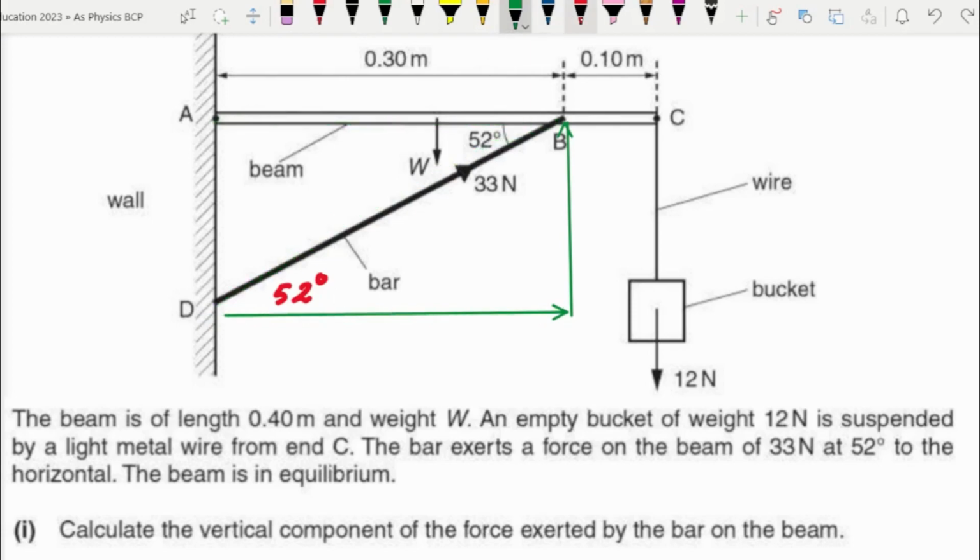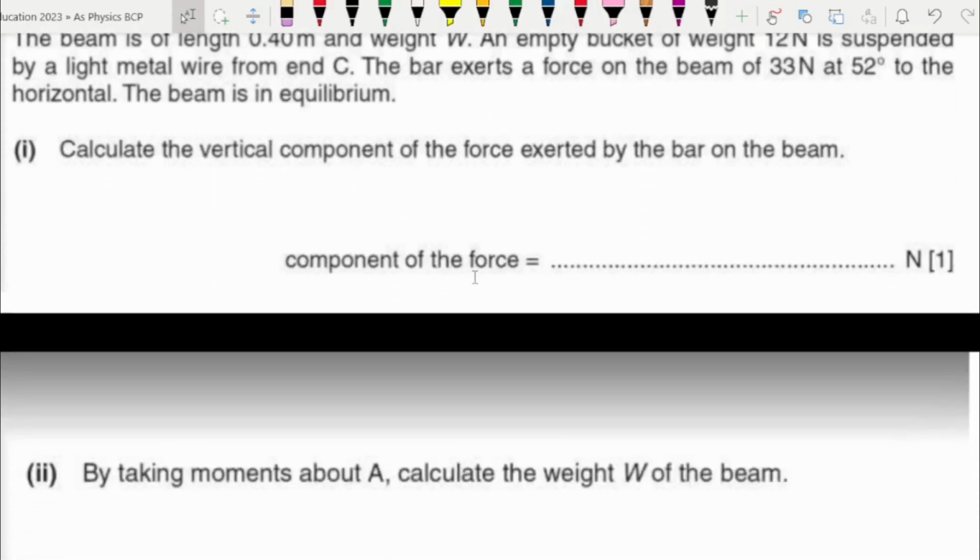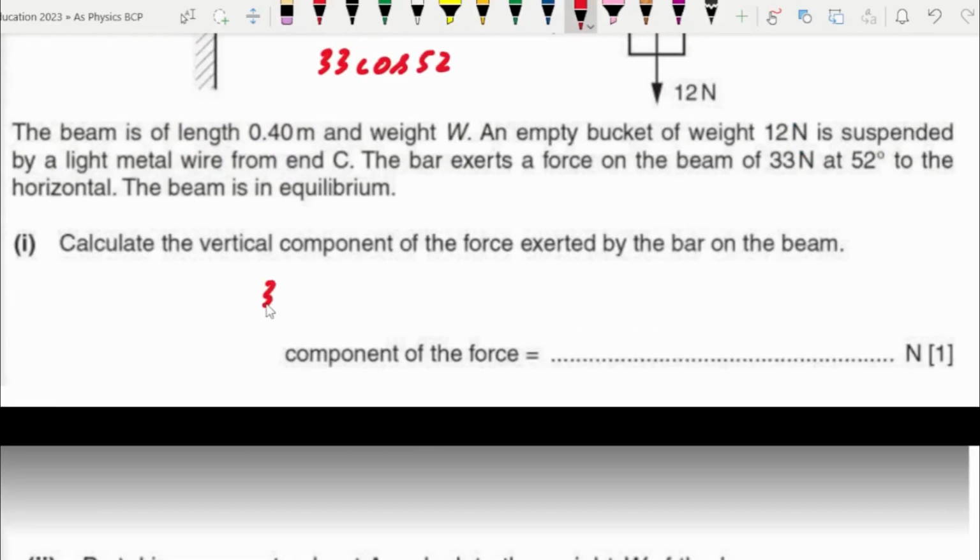Now the component of the vector that is directly with the angle is the x component. You write it as 33 times cos theta, which in this case would be cos 52. And the other one would be 33 times sine 52. So the vertical component is 33 times sine 52. Then you hit it on the calculator and you'll be getting 26 for this one.